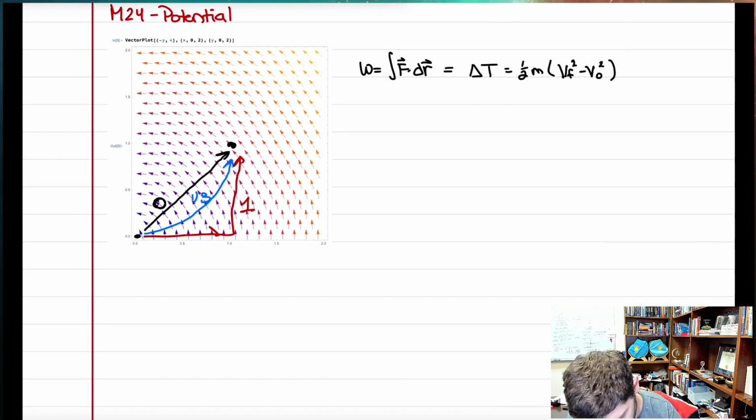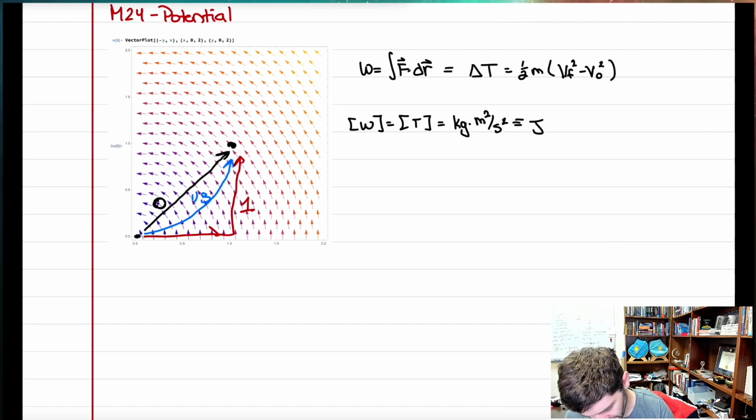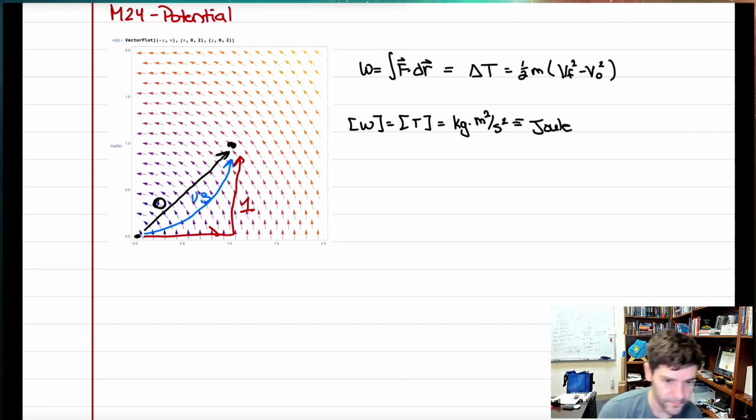And by the way, what are the units here? Well, the units of work are obviously going to be the same as the units of kinetic energy. So it looks like it's kilograms meters squared per second squared, which we define to be the joule as the unit of energy.